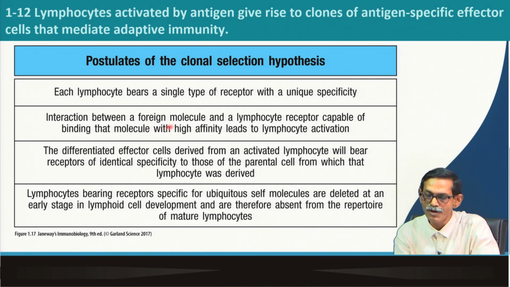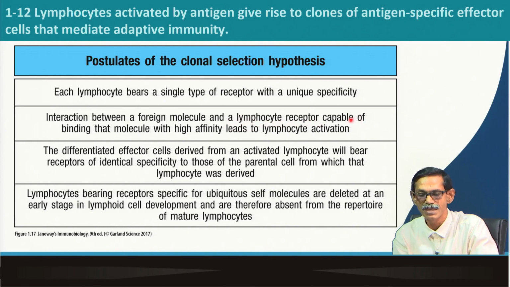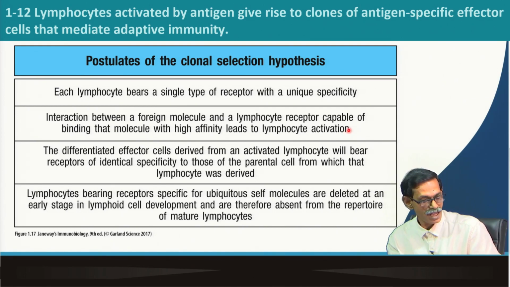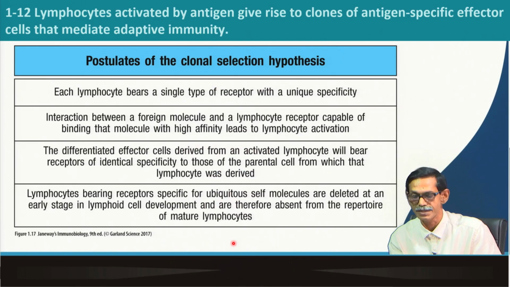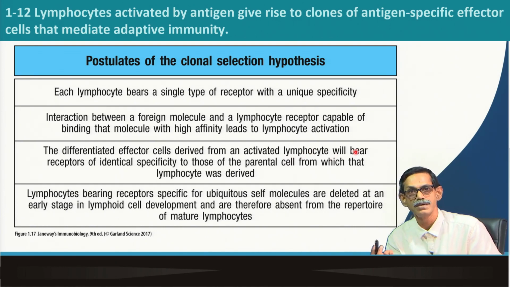Interaction between a foreign molecule and a lymphocyte receptor capable of binding that molecule with high affinity leads to lymphocyte activation. That is the last stage. If it interacts with a foreign antigen strongly, it will give the signal to multiply and proliferate. The differentiated effector cells derived from activated lymphocytes will bear receptors identical to those of the parental cell from which the lymphocyte was derived.